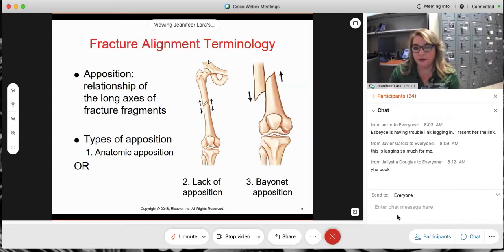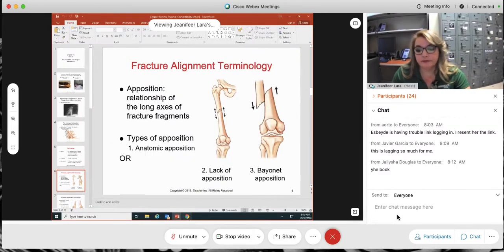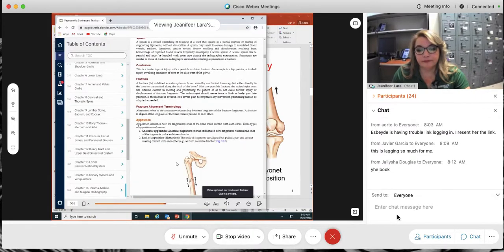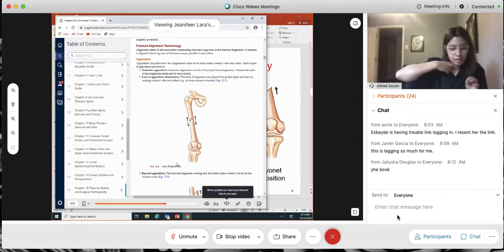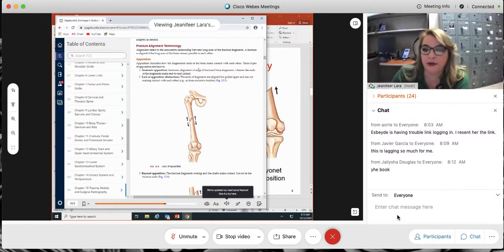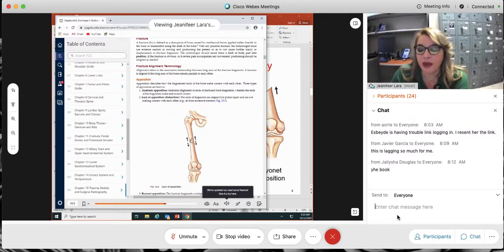So how many are there? And what does it say in your book about apposition? There are three types, and apposition means how the fragment ends of the bone make contact with each other. Good. So what is anatomic? Anatomic alignment of ends of fractured bones, meaning that they're not displaced from each other. They are making contact. The bone fragments have stayed in the same plane as they originally were before the break.